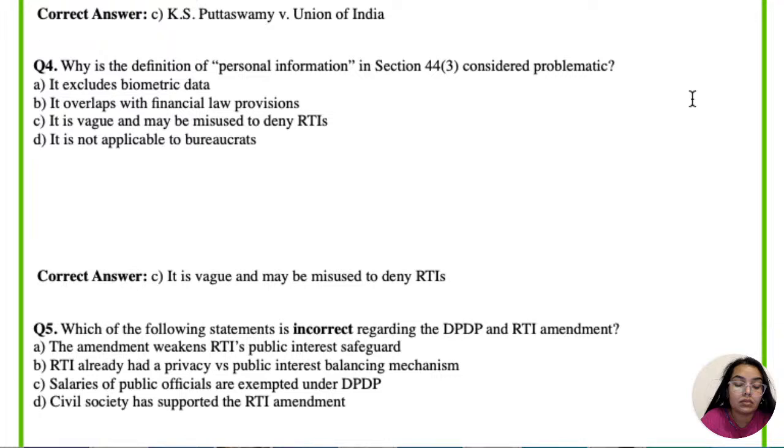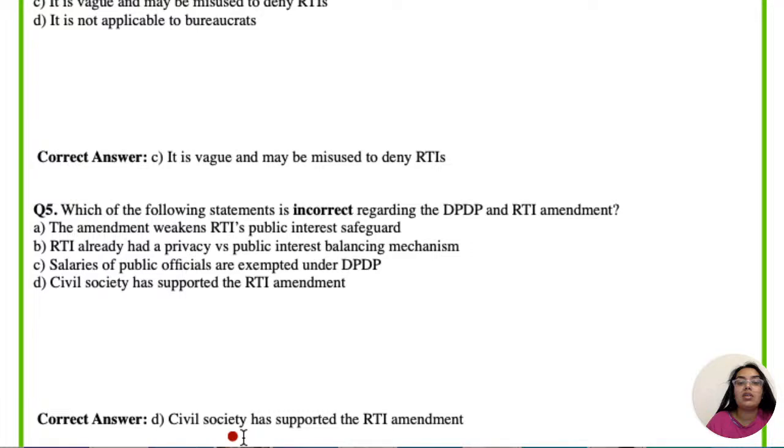The answer is D. Which of the following is incorrect regarding DPDP and the amendment? The amendment weakens RTI's public interest safeguard. That is true. तो ये आंसर नहीं है. RTI already had a privacy versus public interest balancing mechanism. We got to read this. तो ये भी present है, not our answer.